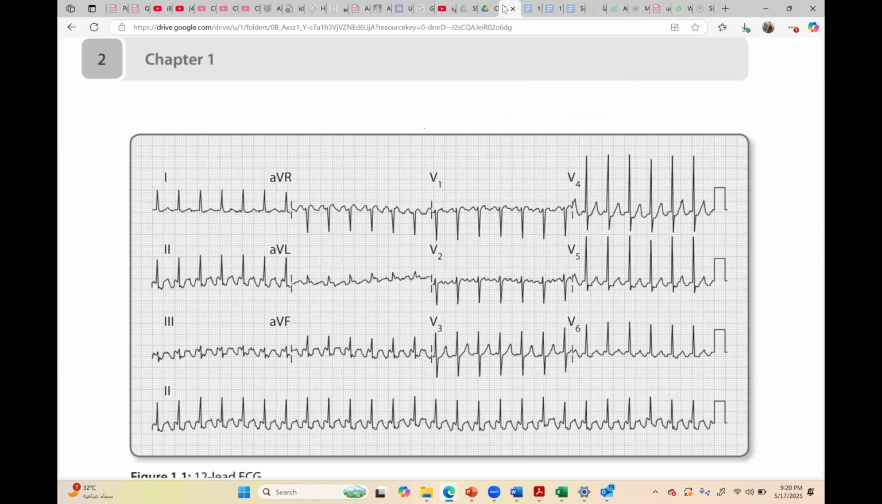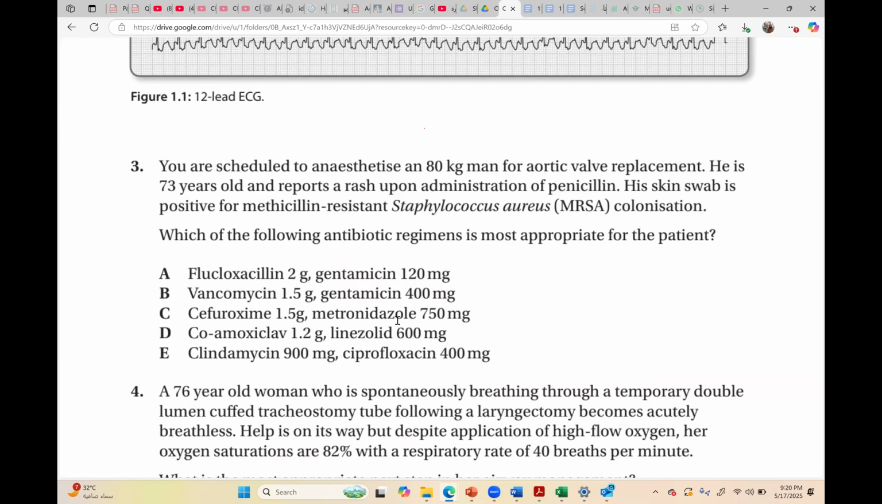Okay, let's go to the next. You are scheduled to anesthetize an 80 kg man for AVR. He is 73 years old and reports a rash upon administration of penicillin.